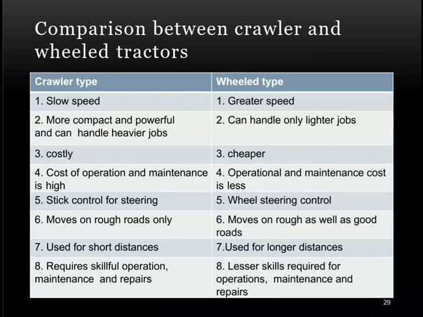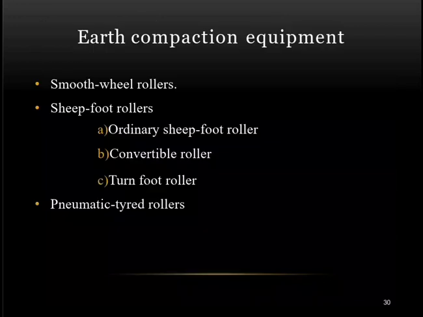In traveler type tractor, a stick is used to control the steering. In case of wheel type, there is a wheel steering for control. Traveler tractor moves on rough roads only, whereas wheel type tractor moves on rough as well as good roads. Traveler tractors are used for short distance, wheel type are used for longer distance. Traveler type tractor requires skillful operation, maintenance and repair, whereas in case of wheel type tractor lesser skill is required for operation, maintenance and repairs.